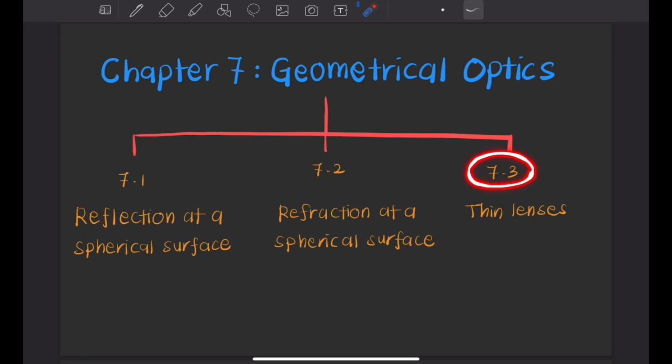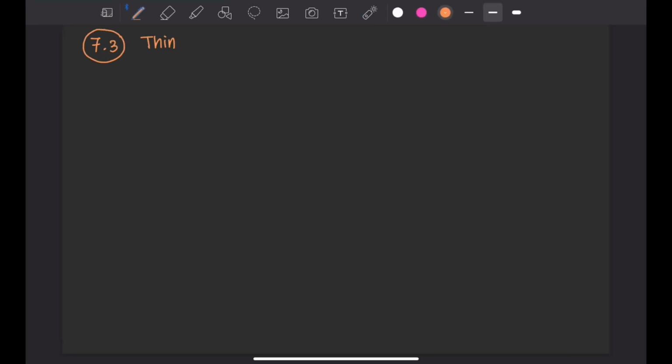Next one, we are learning about 7.3. 7.3, thin lenses.